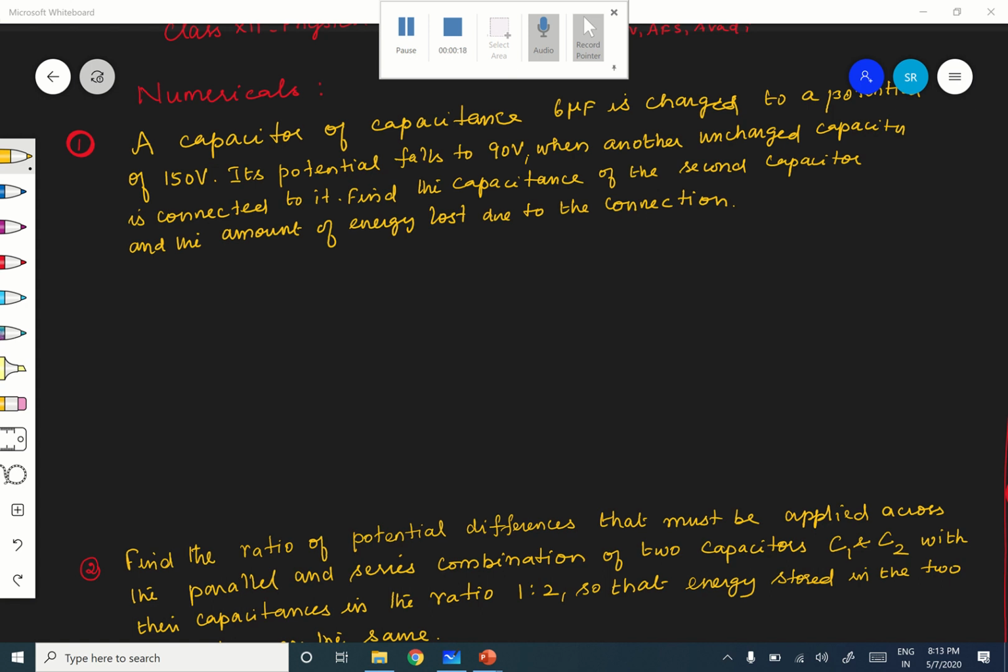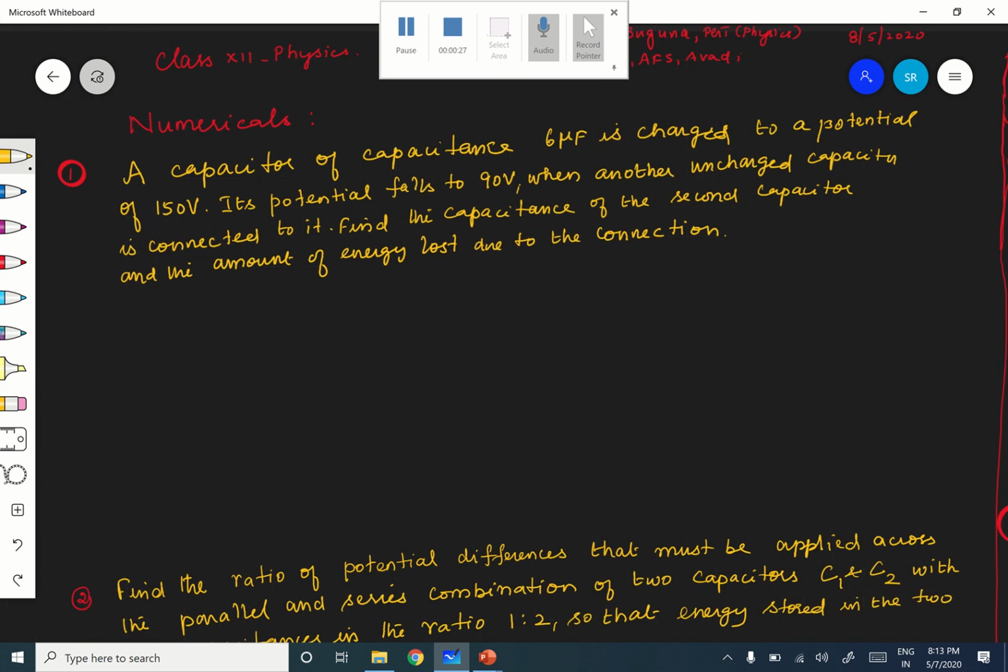Right. So to start with, see, a capacitor of capacitance 6 microfarad is charged to a potential of 150 volts. Its potential falls to 90 volt when another uncharged capacitor is connected to it. Find the capacitance of the second capacitor and the amount of energy lost due to the connection. It is nothing but the combination of capacitors. What will happen when a charged capacitor is connected to an uncharged capacitor? There will be sharing of charges until they attain a common potential.